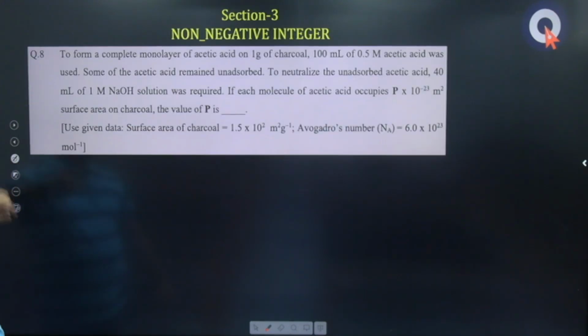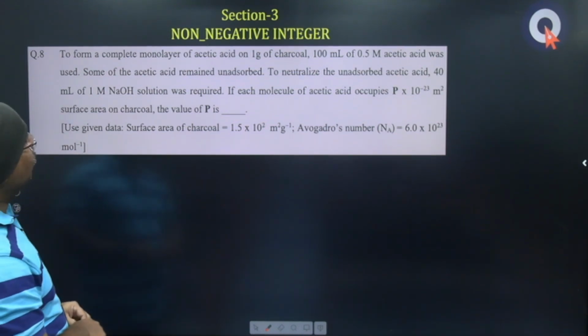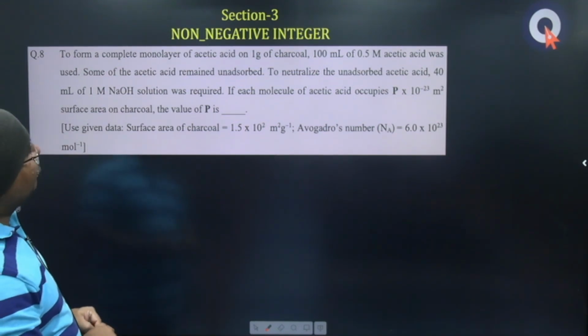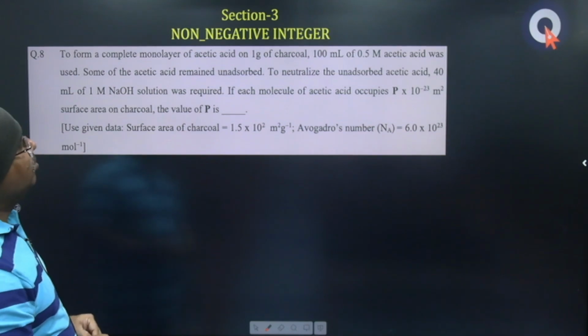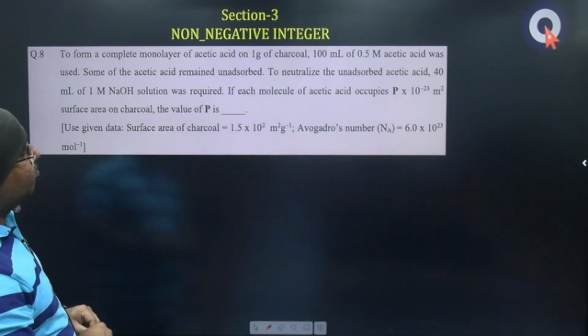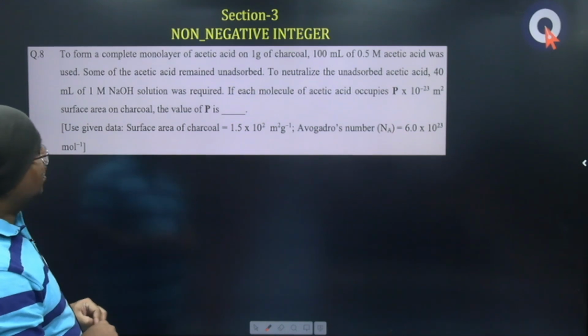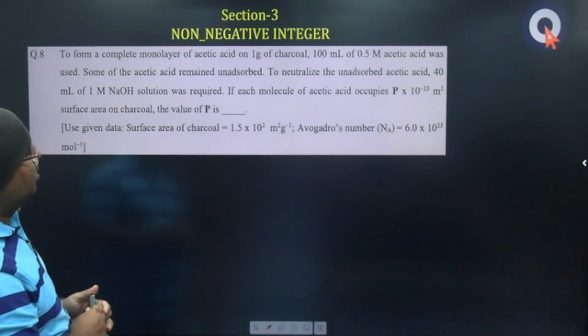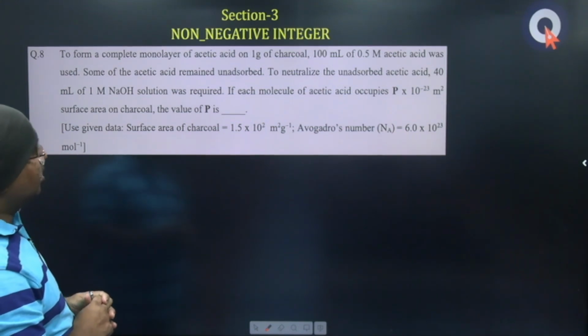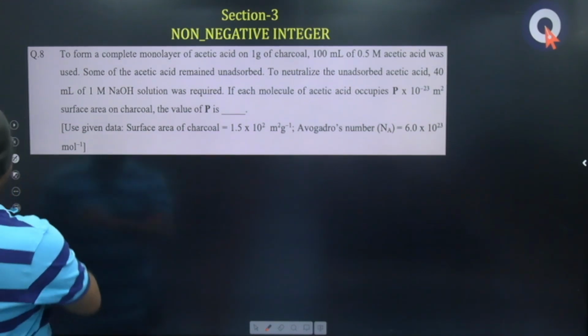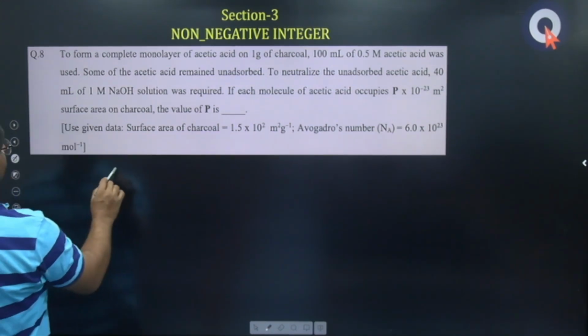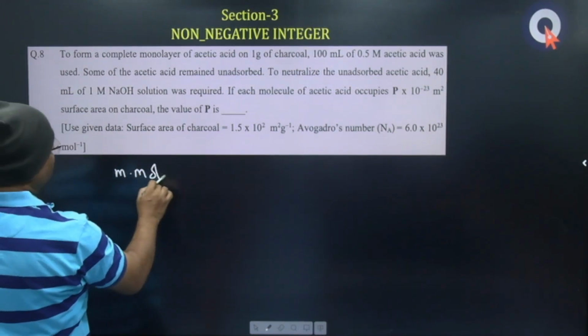Next, non-negative. To form a complete monolayer of acetic acid on 1 gram of charcoal, 100 ml of 0.5 M acetic acid was used. Then some of the acetic acid remained unadsorbed. Then to neutralize the unadsorbed acetic acid, we used this. So how many millimoles of acetic acid we have taken?